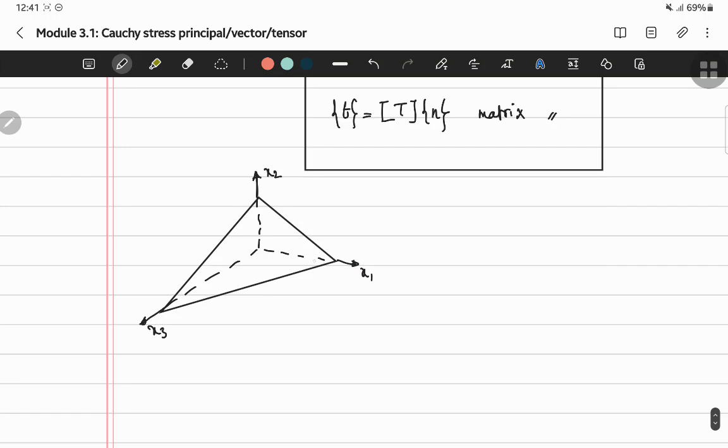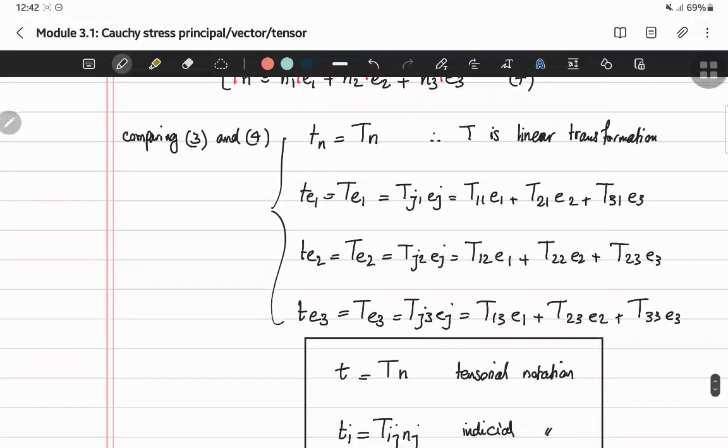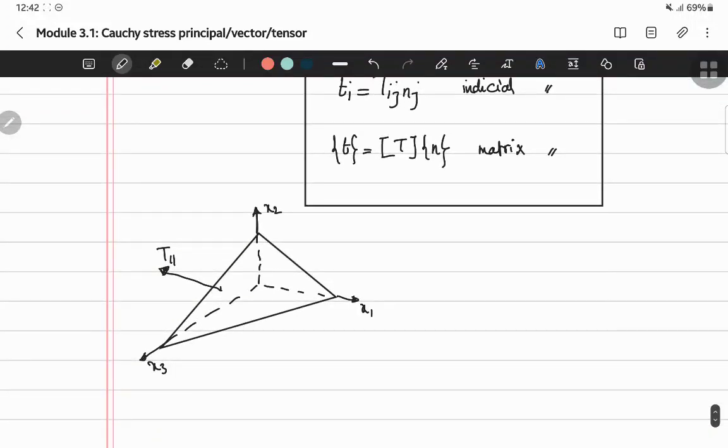So this basically refers to the normal here in the direction of, let's say, x1. So here we have T11. And then we have T21. So this is T1, 1 is the normal. So it is normal to x1. And then you have 2, which gives you the direction. And then you have T31. 1 is the normal. It indicates the normal. And then you have 3, which is the direction.